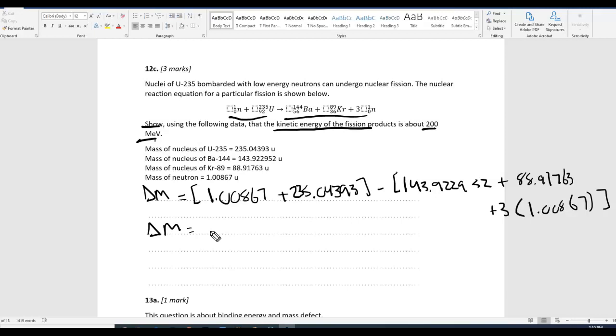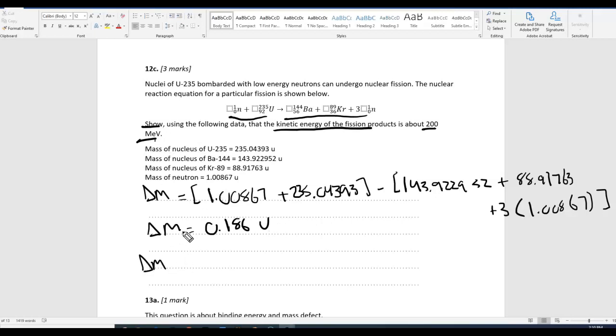And I just did this calculation. Okay, so 1.00867 plus 235.04393, and then subtract the mass on the other side. As you're doing these calculations, keep in mind that there's 3 units for mass, there's only 2 units of energy, and so we are going to need to convert here in just a second. Okay, we get a mass defect of 0.186 U.